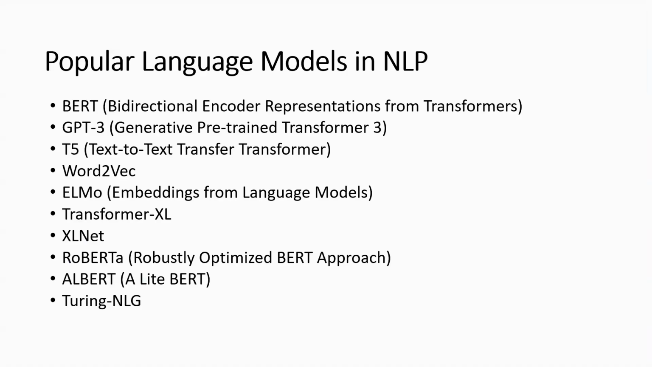Popular language models in NLP, we all know: BERT, Bidirectional Encoder Representations from Transformers, and GPT, Generative Pre-trained Transformer 3. We can also use GPT-4, which is a variant of GPT-3. T5 is the Text-to-Text Transformer, and there are also Word2Vec and ELMo, Embeddings from Language Models, Transformer-XL, XLNet, RoBERTa, a Robustly Optimized BERT Approach, and ALBERT, a Lite BERT, right? Turing-NLG. So these are the models.